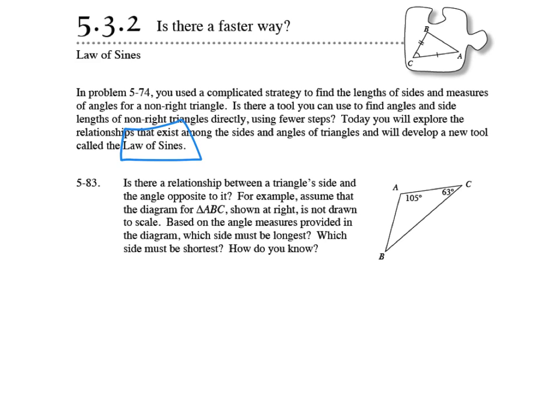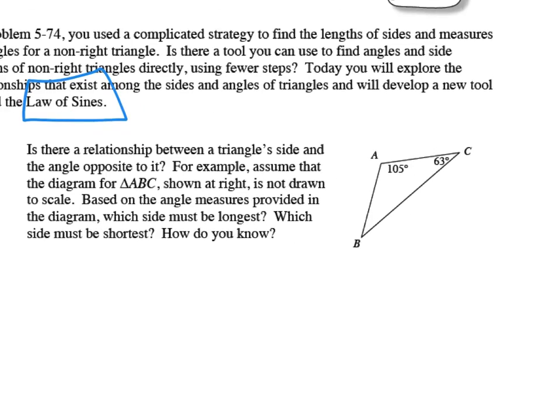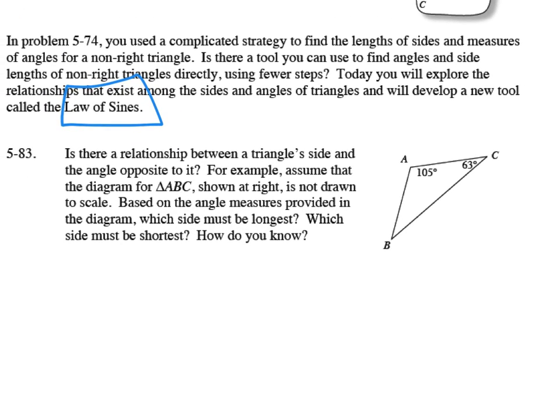Problem 83 asks: is there a relationship between a triangle side and the angle across from it? For example, assume the triangle is not drawn to scale here, but based on the angle measures, which side must be the longest? First of all, if I don't know that angle, I should be able to find it. That should be 12 degrees, as it would make 180 degrees when adding all three together. But what they're trying to get across is that the angle that's the largest has the side length across from it being the longest. So if I have 105 degrees, BC should be the longest side length, as it has the largest angle opening up to it.